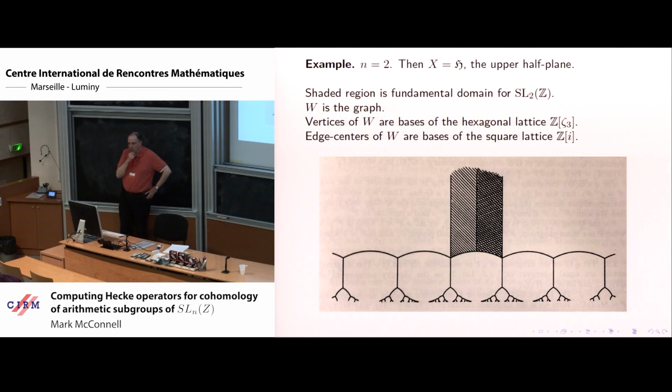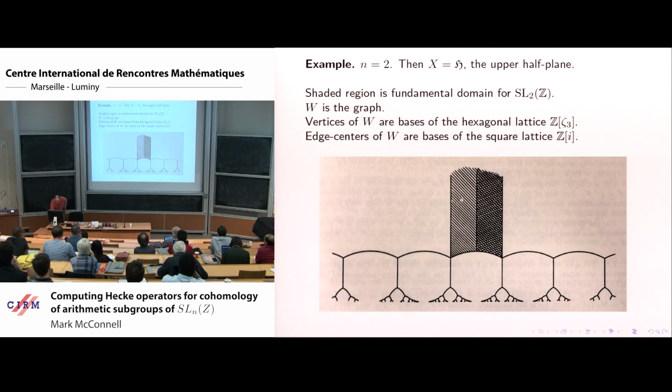Right, so the well-rounded retract is well known to everybody as the tree in the upper half plane. So when n equals 2, and we're working over the number field Q, then X is just the upper half plane, and the shaded region, both sides, is a fundamental domain for SL2Z, but you're all familiar with how the domains go here and here, and then the lines like this lie between the domains. So this graph is the well-rounded retract W in this case.